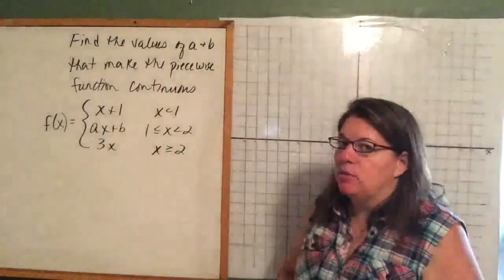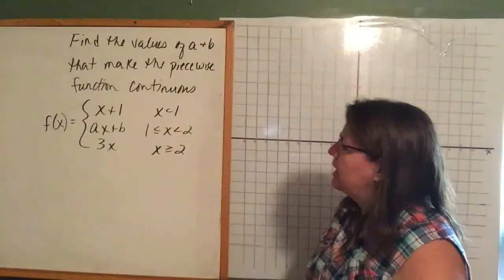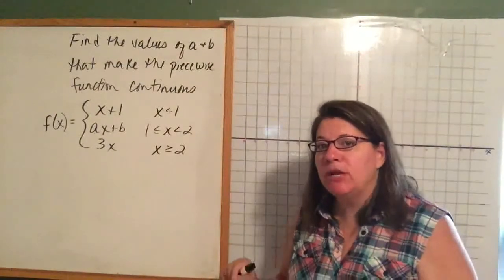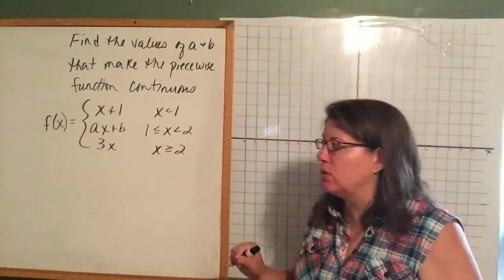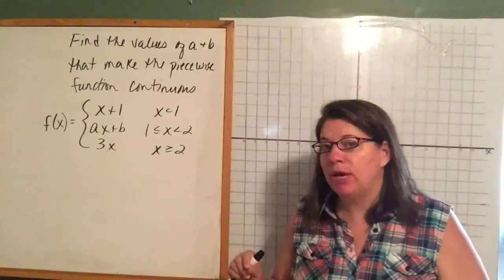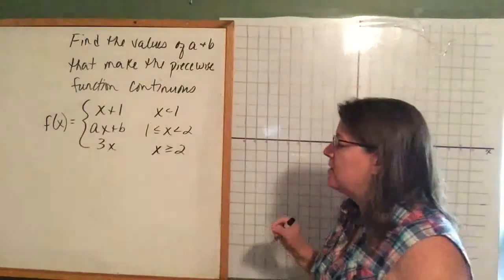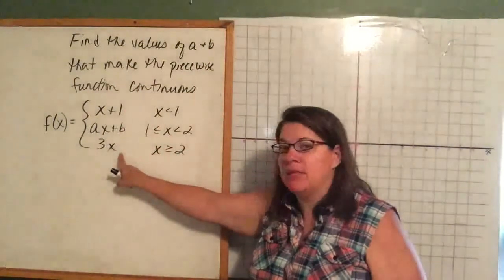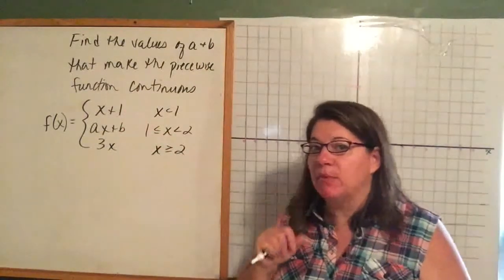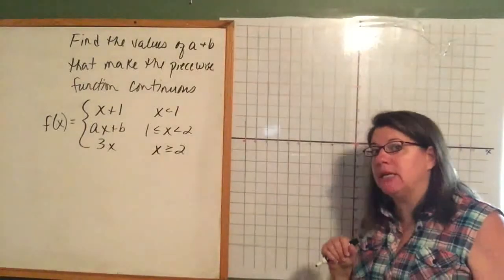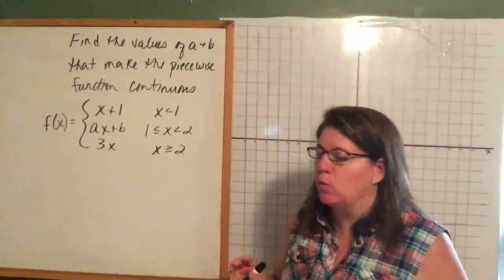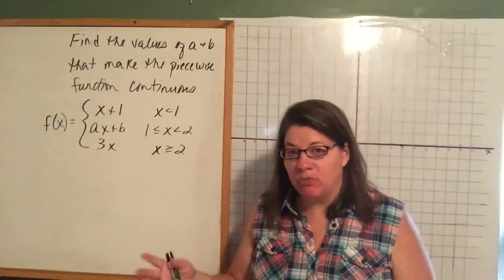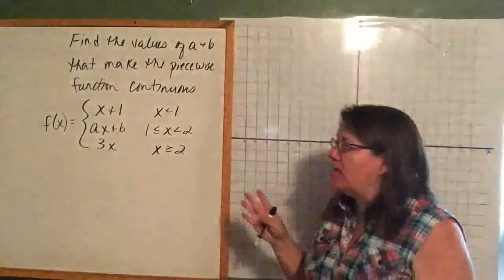This example is a little bit different. It says to find the values of a and b that make the piecewise function continuous. So remember, if the piecewise function is continuous, there will not be any jumps or breaks in the graph. So that means the endpoints that connect each of these 3 segments have to be at the same points in order for the function to be continuous. There are a couple ways to do this. We could solve it using a graph, or we could solve it analytically or algebraically. Okay, so you have options here.